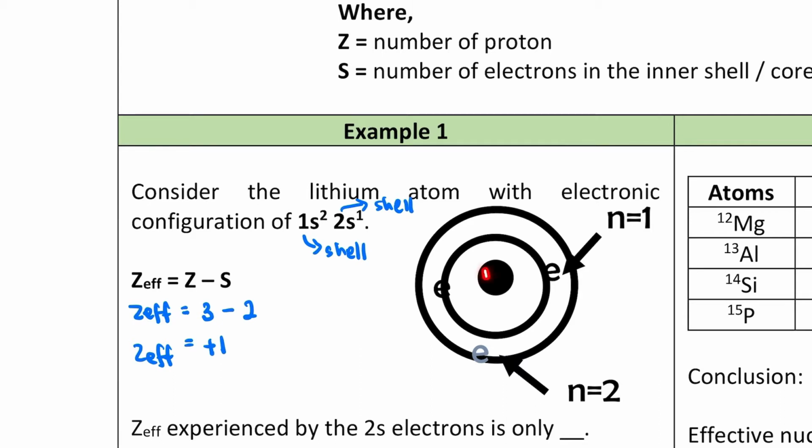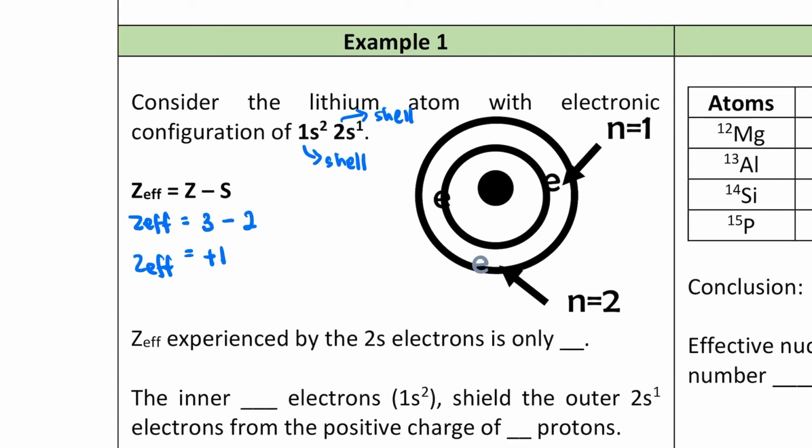Sebenarnya, lithium atom ni ada positive 3 charge dekat nukleus, sebab ada 3 proton. Tapi charge yang dirasai oleh elektron yang paling luar ni hanyalah positive 1 sahaja. Sebab apa? Sebab telah ditapis oleh elektron yang dekat shell yang di dalam. Itu sahajalah, itu Zeff lah. So kita dah boleh buat pengiraan.